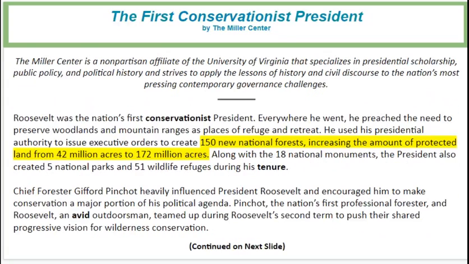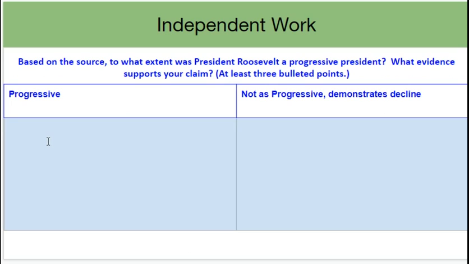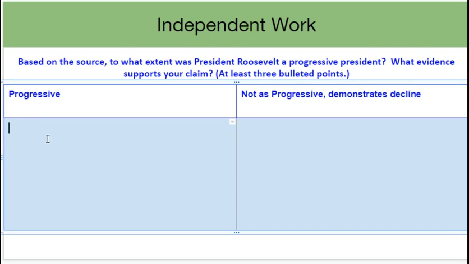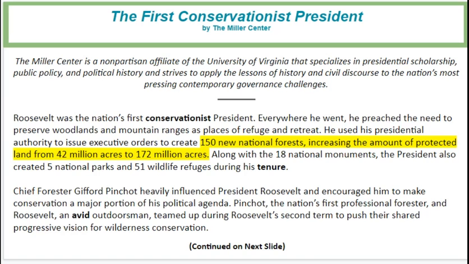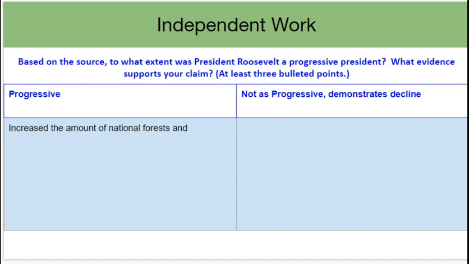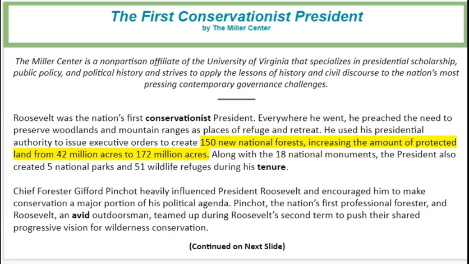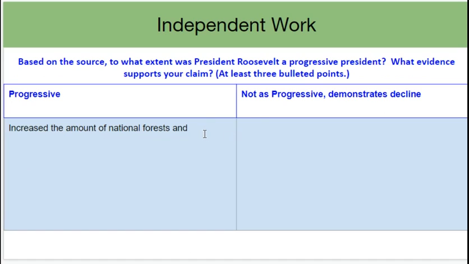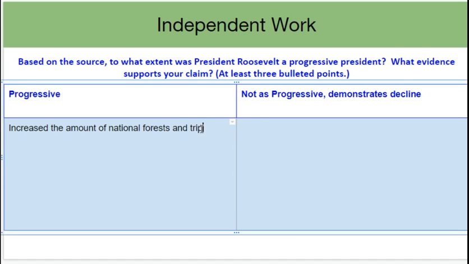But going back here, we have this information that he made all these new national forests, increasing the amount of protected land. So we're going to write here, remember, 3 bulleted points: increase the amount of national forests. And remember, going back to the source, I'm paraphrasing. And how much is it? From 42 to 172 million acres, and tripled the amount of protected land.